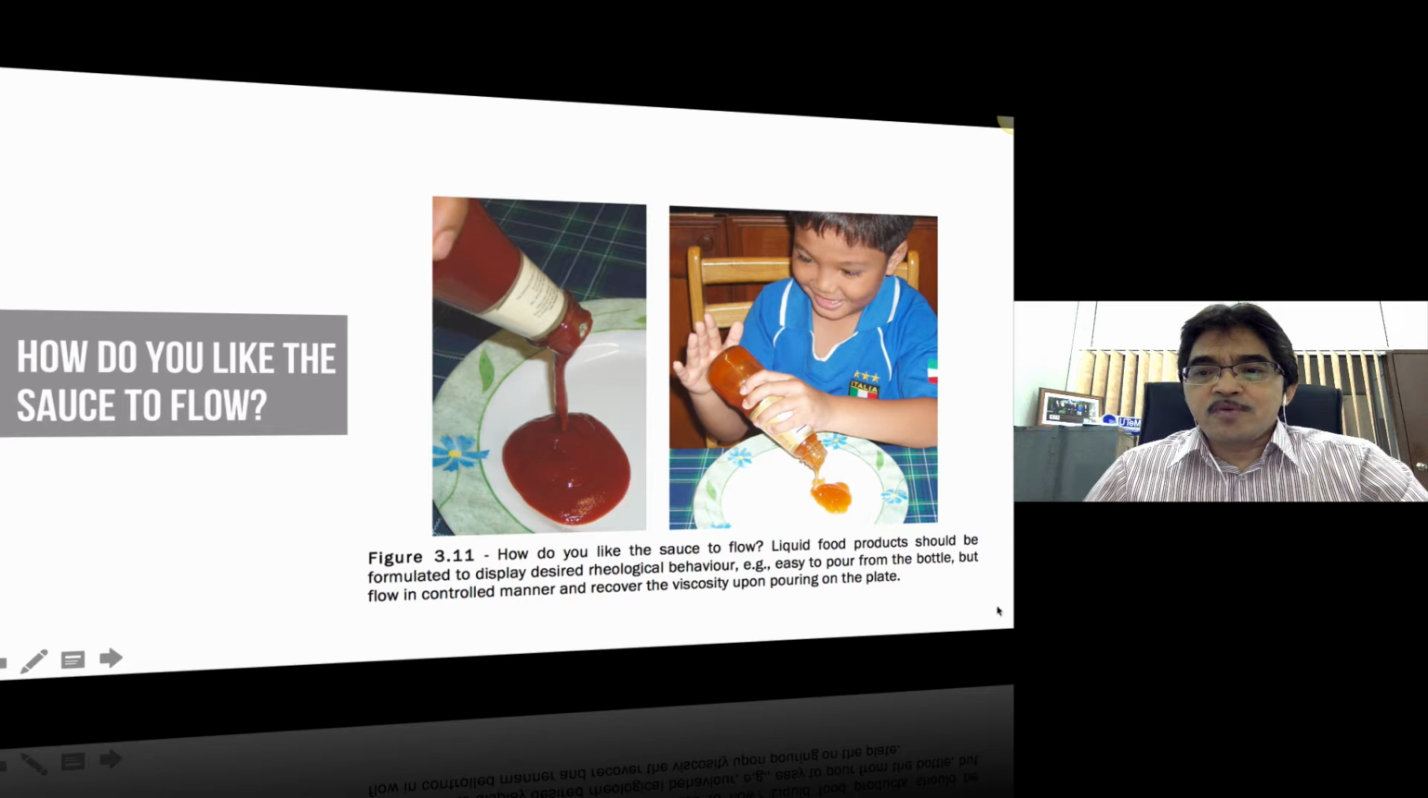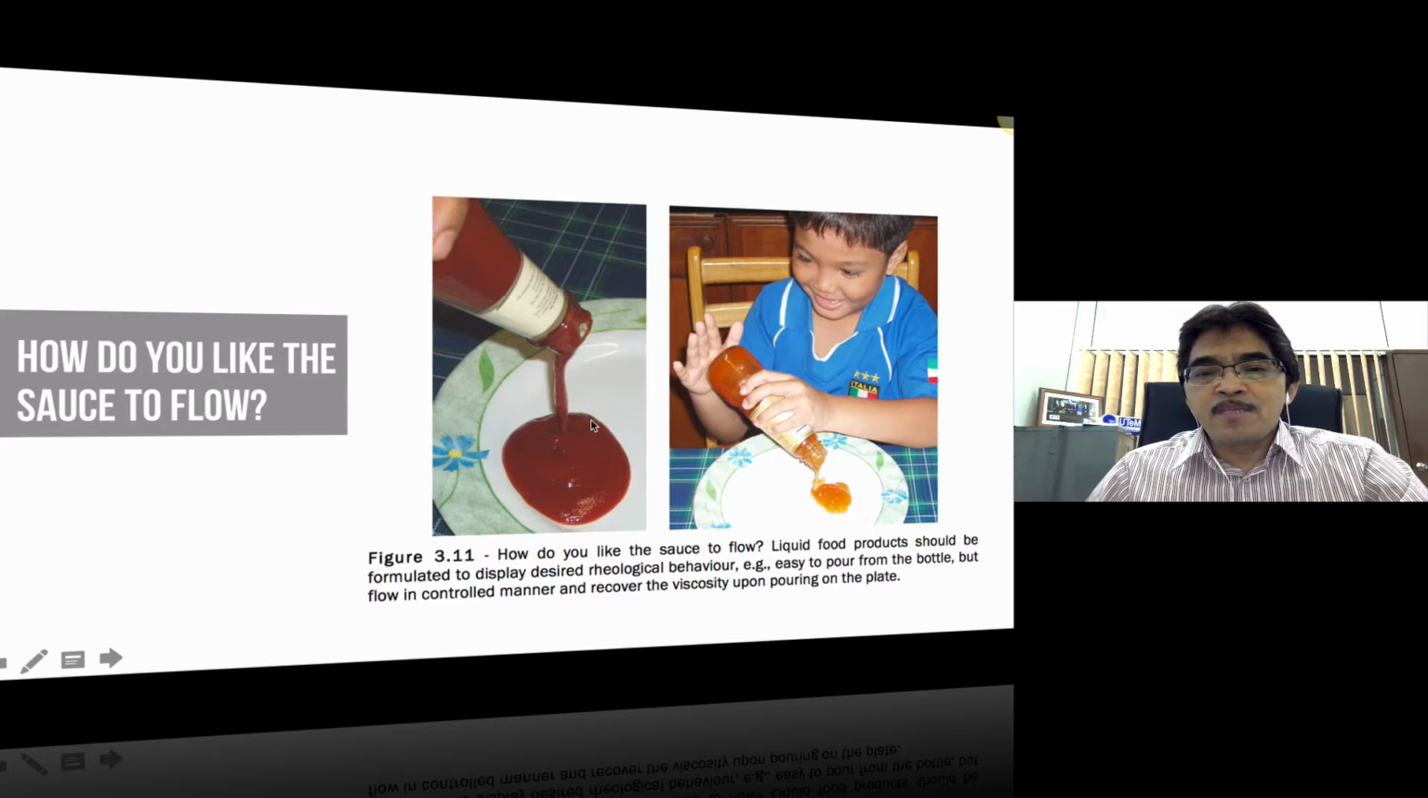Liquid food products should be formulated to display certain desired rheological behavior. For example, easy to pour from the bottle, but flow in a controlled manner and recover the viscosity upon pouring on the plate. If you remember this from the notes, this is my son pouring a plum sauce, and this is a tomato sauce or tomato ketchup.